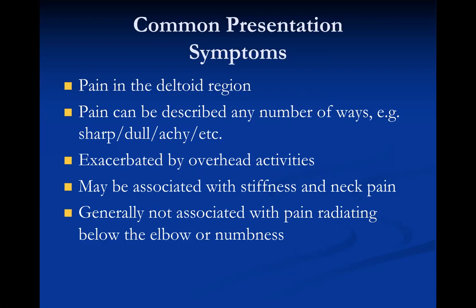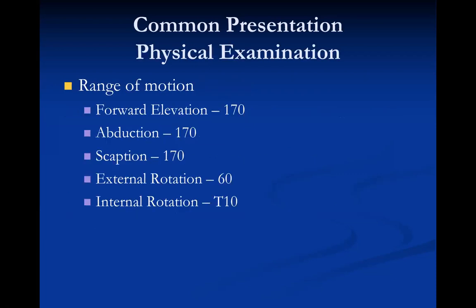Overhead activities, especially those that pinch the rotator cuff and pinch the ball of the ball and socket up under the acromion bone, can be very painful. Stiffness in the shoulder and neck pain, especially pain involving a big muscle between your shoulder and your neck, which is the upper trapezius, are common findings when someone has a rotator cuff or shoulder injury. Generally speaking, strictly rotator cuff injuries do not radiate beyond the elbow and do not cause numbness and tingling in the arm or down to the hand. Those things are more associated with cervical spine and neck issues.